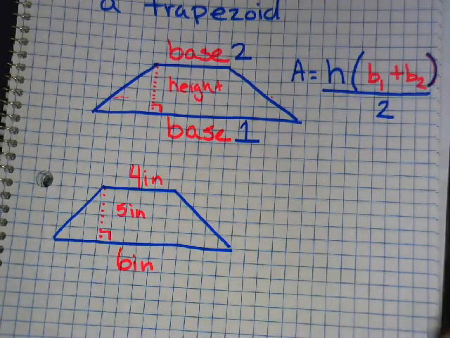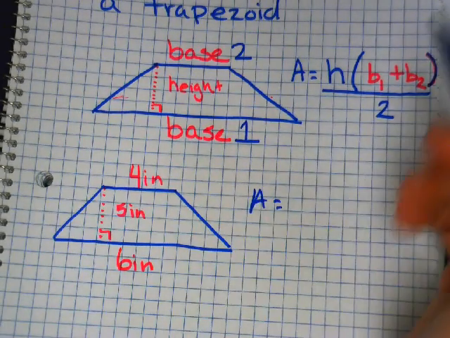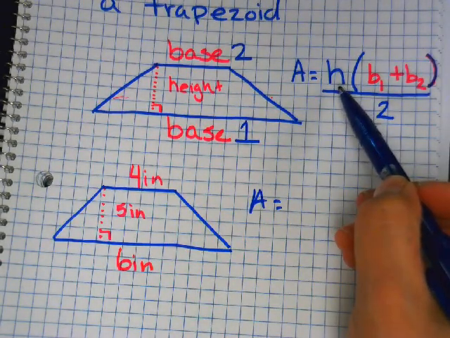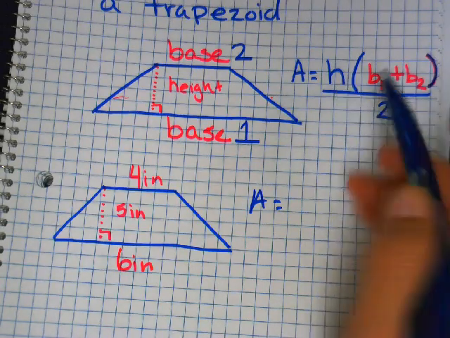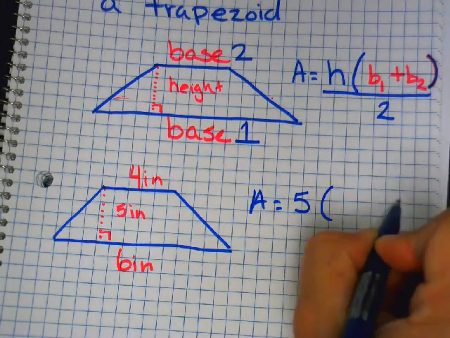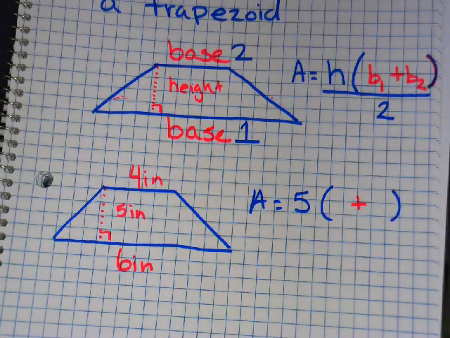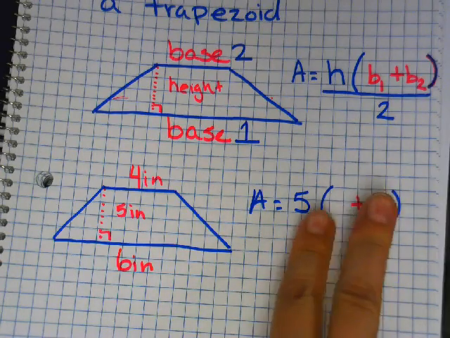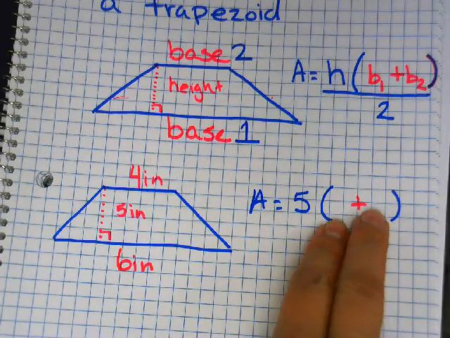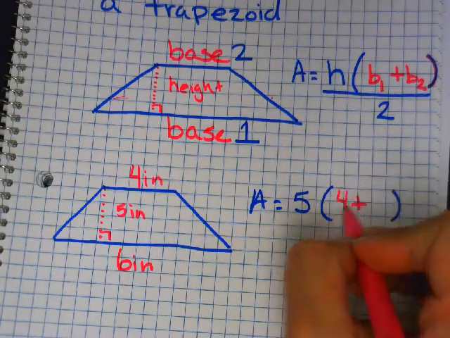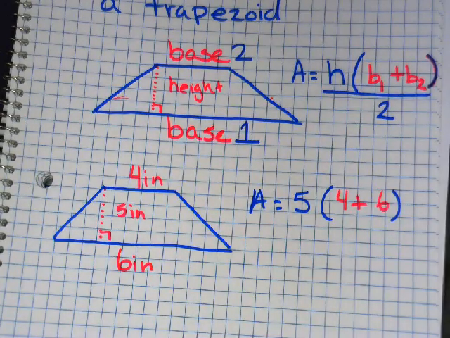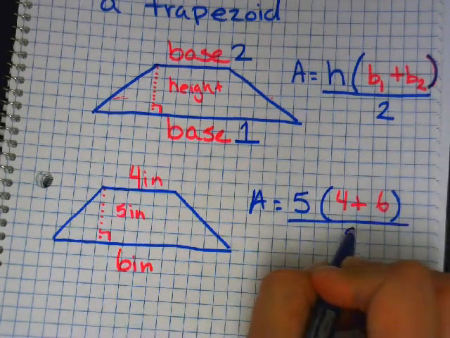Let's plug in your numbers. Area equals. Okay. The H, the height. Which number represents my height? 5. Thank you. Now we're going to put parentheses. And there's a plus sign. If you turn it in, I'm going to give you 0. You have to do this. If you're not on task, your assignments will be 0s. All right. What 2 numbers go in here? 4 and 6. So we're going to put the 4 and the 6 inside. And what's the last thing I have to put? Divide everything by 2.